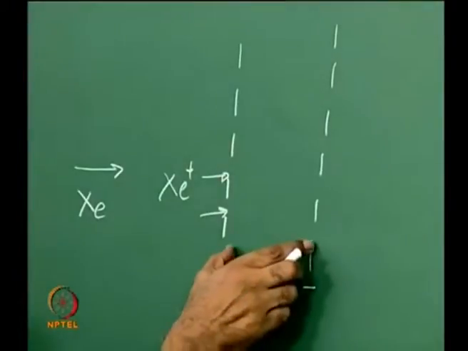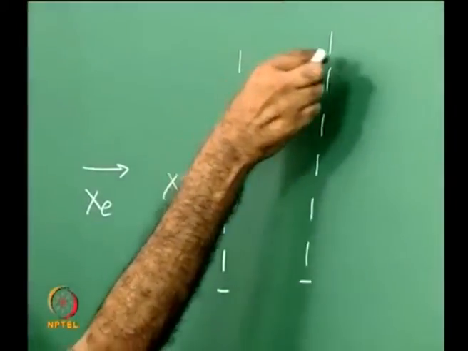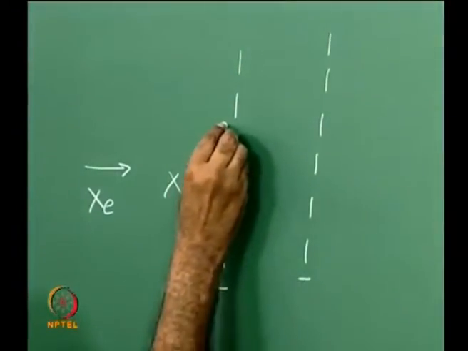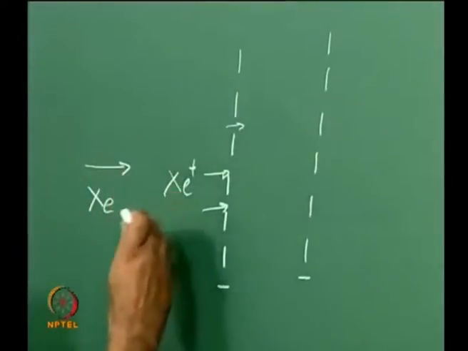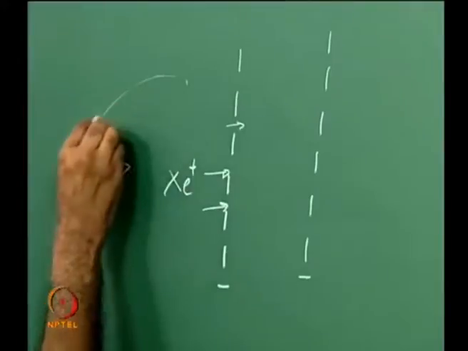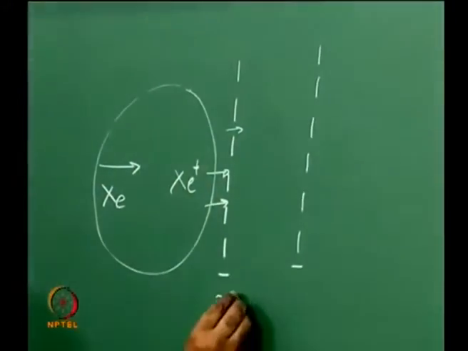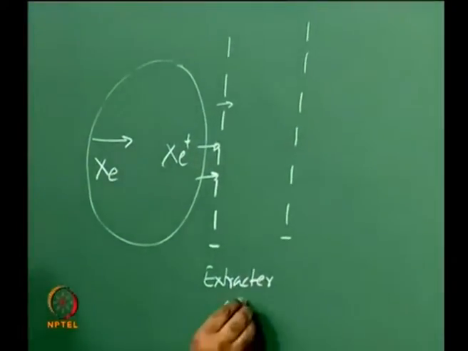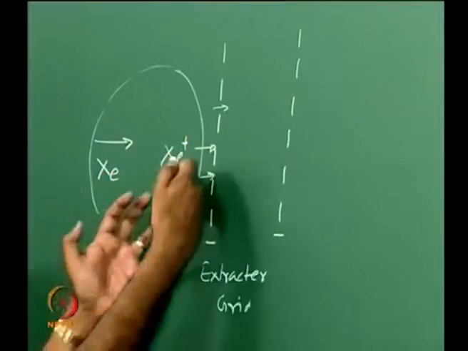That means I have a voltage difference between these two. This is less negative than this, that means it is positive compared to this, and therefore whatever xenon ion is being attracted by this from this source, because I am generating the xenon ions here, I want it to extract, therefore I call it an extractor grid. It extracts all the positive things, it attracts and brings it here.